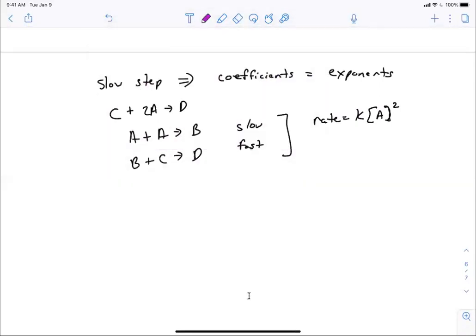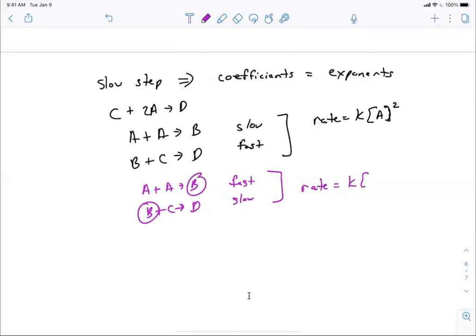Now, if you reverse the slow and fast steps, the rate law becomes different, because B, what do we call B? Intermediate. Because intermediates can't be in rate laws. So what do you have to do with that intermediate? Replace it with the reactants, 2A. So therefore, in this case, the rate law is equal to A squared times C.